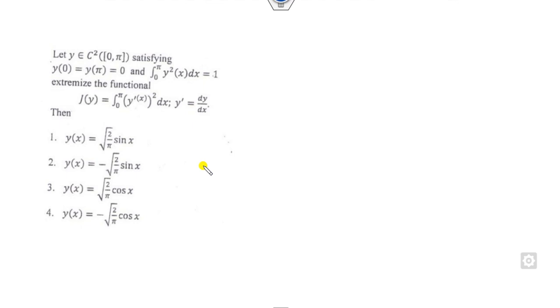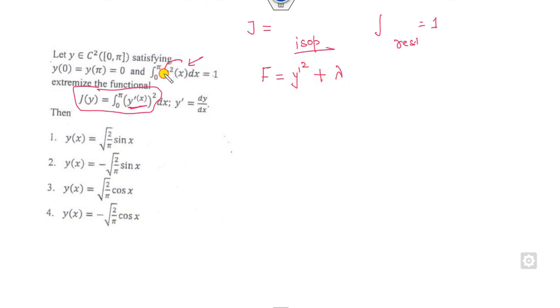Okay, now look at what is given to you. This is the extremal given to you, but there is another condition imposed. Whenever a condition is given and another restriction is given, this is called an isoparametric condition. What you can do is define f as y dash square plus lambda times this restriction. Now you can apply the Euler condition, that is the partial derivative with respect to y and the partial derivative of this.